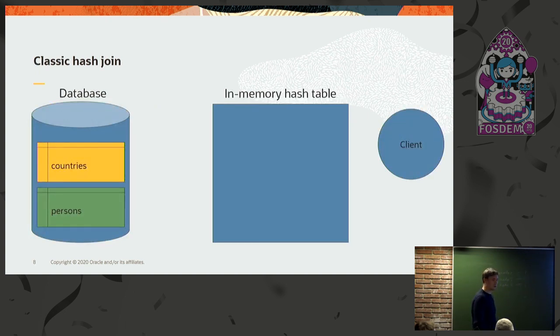So for these examples, we are going to join together two tables, which are countries and persons. We'll join them on the column country ID, which simply describes which country a person lives in.